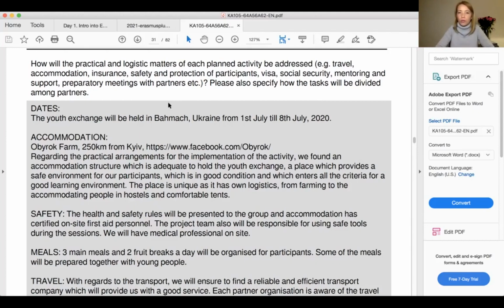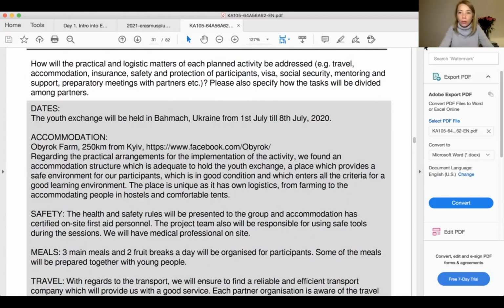And as you can see, there is a question: how will the practical and logistical matters of each planned activity be addressed? For example, travel, accommodation, insurance, safety and protection of participants, visa, social security, mentoring, support, preparatory meetings with partners, etc. Please also specify how the tasks will be divided among partners. So which shows that, yes, if you can divide the project tasks with the partners, it will be highly appreciated to see it in the application form.